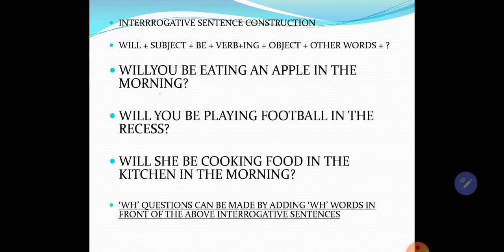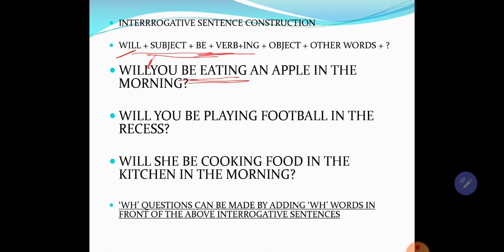Next is interrogative. Just taking will or shall, then subject and be. You have to remember here will or shall, then subject, and be will be with the main verb with ing form. Will you be eating an apple in the morning? So will, then subject. Now will and be don't come together over here, so be will be after the subject. Will you be eating an apple in the morning? Will you be playing football in the recess? Will she be cooking food in the kitchen? This is how you make your interrogation.